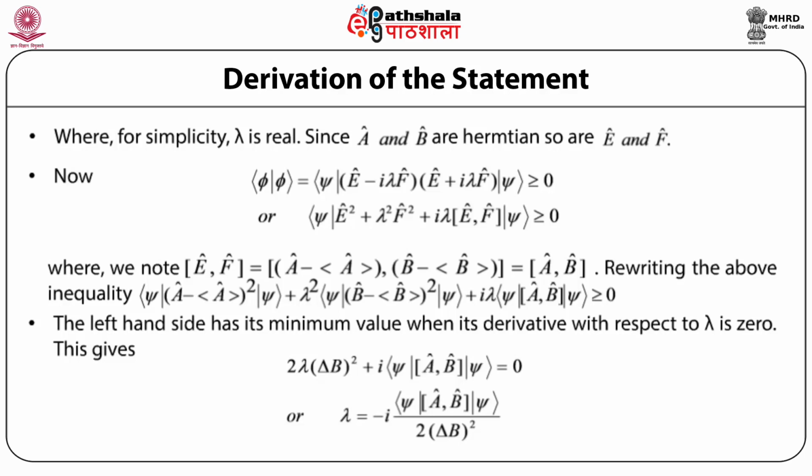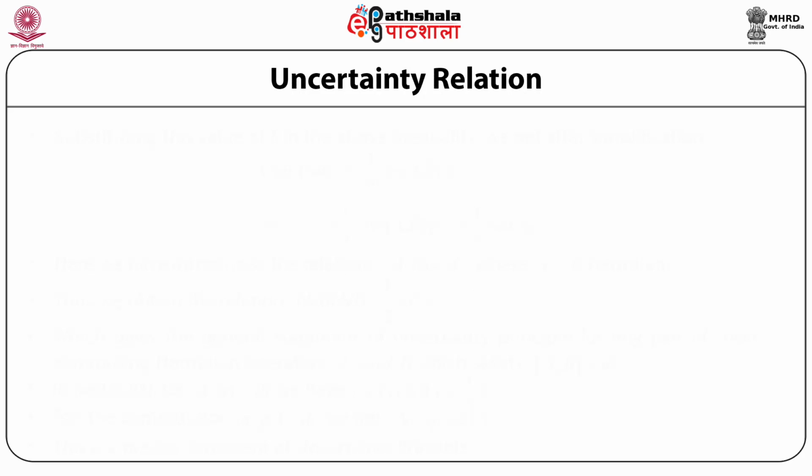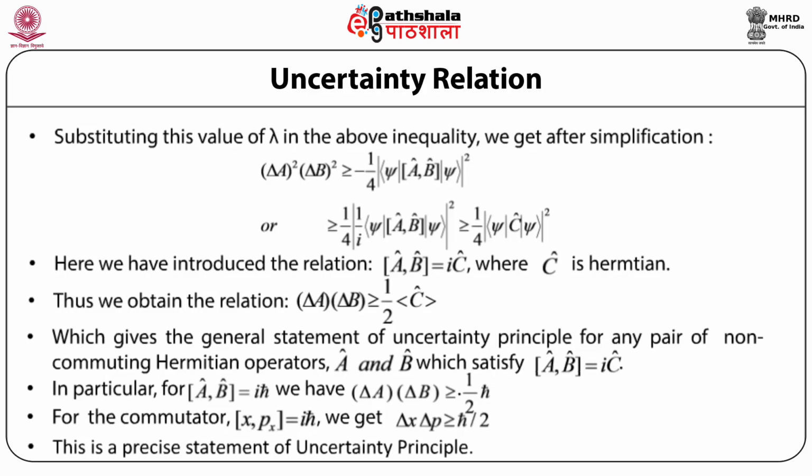The left hand side has its minimum value when its derivative with respect to lambda is 0, and when we do this the result that we get is twice lambda times delta B square plus iota times bra vector state psi, commutator of operator A and operator B acting on ket vector state psi, is equal to 0, or lambda is equal to minus iota times the expectation value of commutator of operator A and operator B in state psi upon twice delta B whole square. Uncertainty relation.